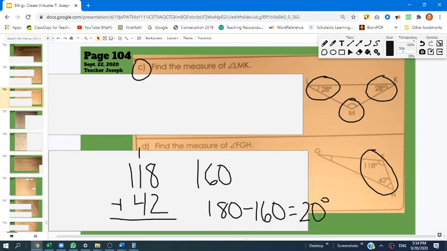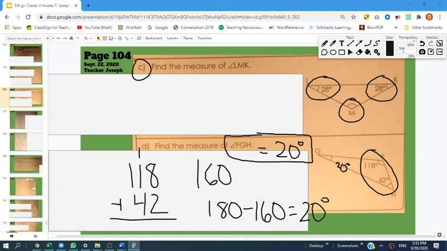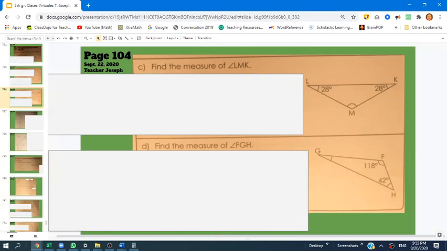20 degrees. So the measurement of angle FGH is 20 degrees. I can plug that right into my problem right here, 20 degrees. I'm going to check that just to make sure that that's correct. So the angle measurement that we just found was 20 plus 118 plus 42 equals 180 total. All right, cool, good. We are zooming, this is great.